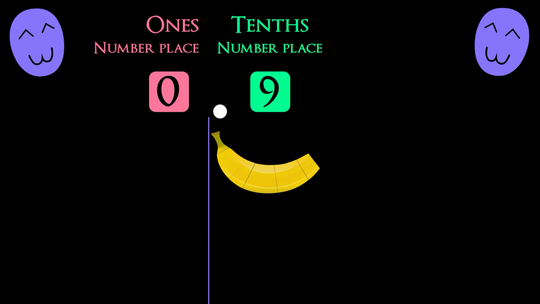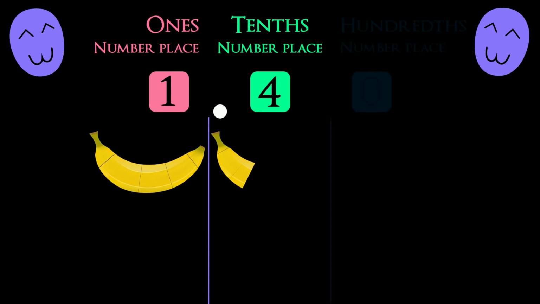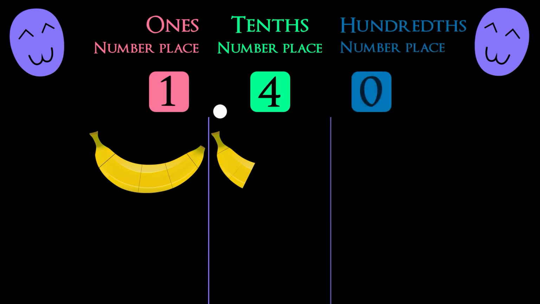Adding another tenth will form a whole banana, and we will then have 1.0. Continuing to add tenths results in 1.1, 1.2, 1.3, and 1.4. The number place to the right of a tenths place is called the hundredths place.